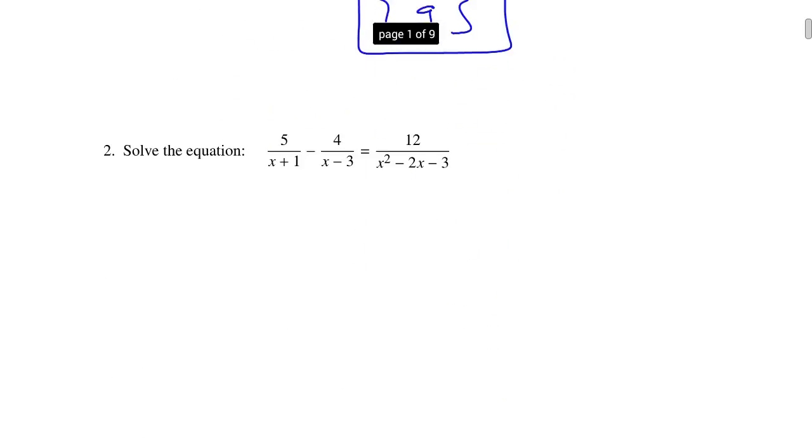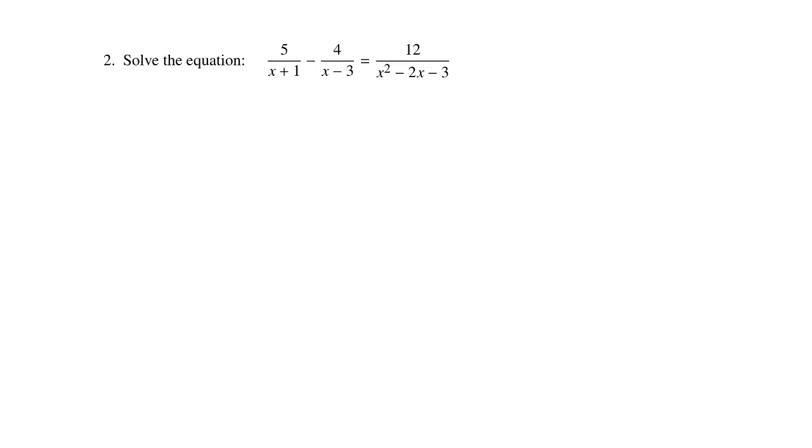Question 2, solve the equation. So first, I'm going to factor this bottom part. And it factors as x minus 3 times x plus 1. Those are the exact two factors in the other two parts of the fraction. So what I'm going to do is multiply both sides of this equation by those two factors.